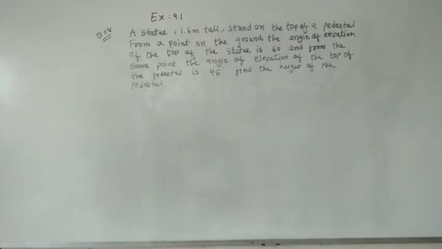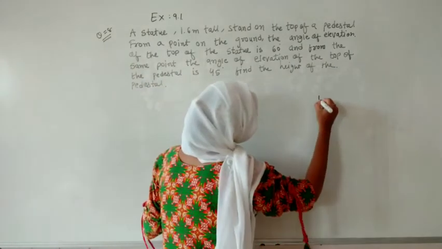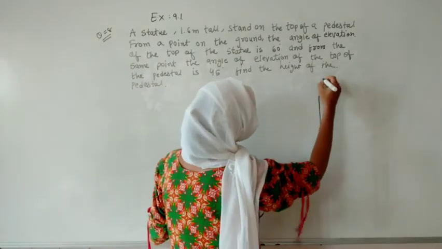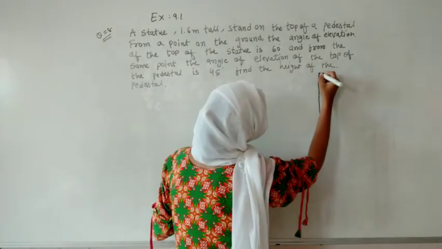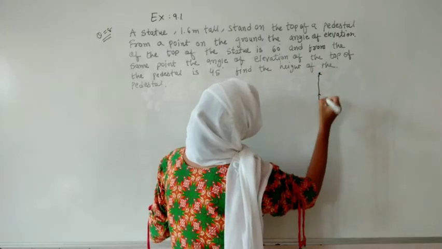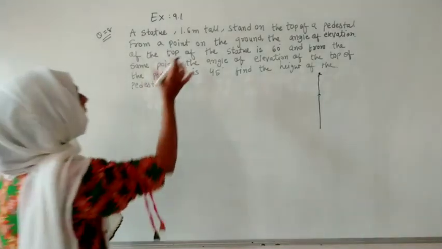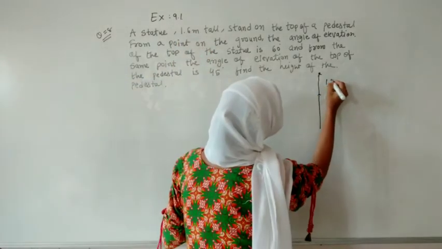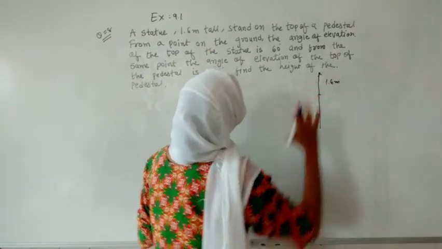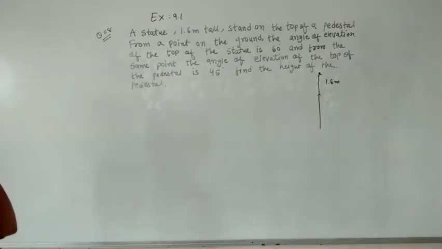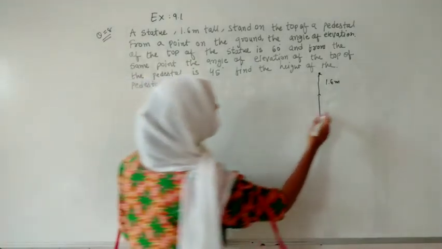We read the new question. Question number 8. A statue 1.6 meter tall stands on the top of a pedestal, from a point on the ground. Means the pedestal is lying over here and on top of it there is a statue. Suppose this is the statue of some person. So what they said, the statue is 1.6 meter tall. Means the height of the statue is given, but they did not give the height of the pedestal. This is the pedestal.